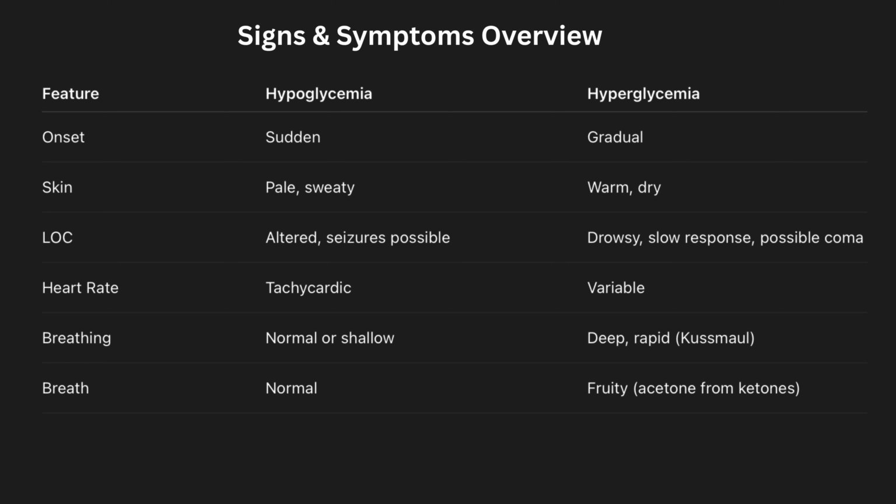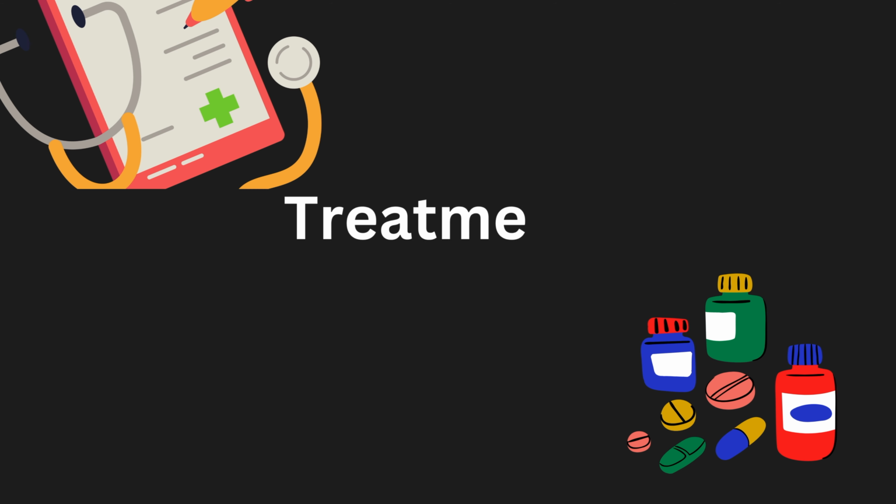In hyperglycemia, the onset is gradual, skin is warm and dry, level of consciousness is drowsy, slow, could be in a coma, the heart rate is variable, breathing can be deep or rapid, Kussmaul breathing, and the breath is fruity. Now let's jump into the treatment.